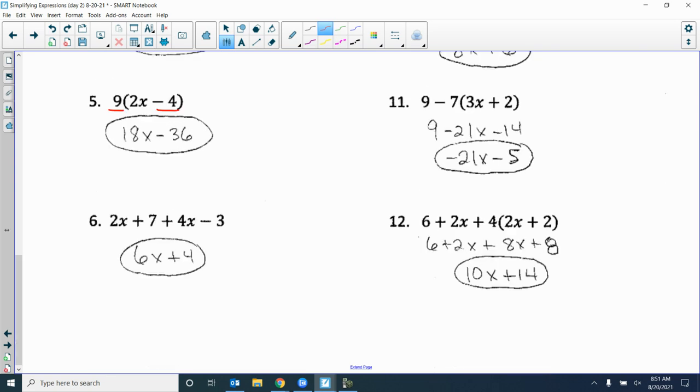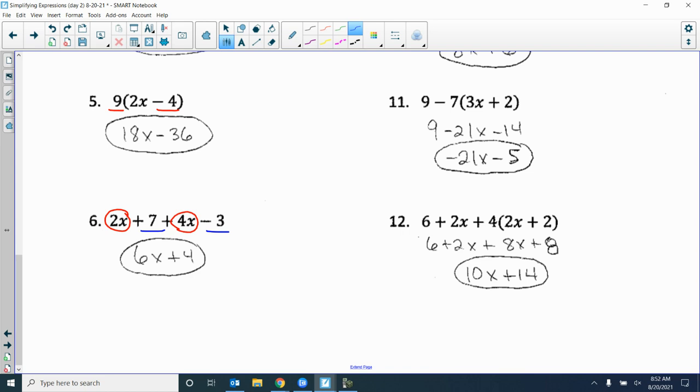Here you don't have any parentheses. You don't distribute. All you do is look for anything with x's. Those can be combined. 2x plus 4x is 6x. And then any constants. So that's 7 minus 3. That's a positive 4. Write the x part first, 6x plus 4.